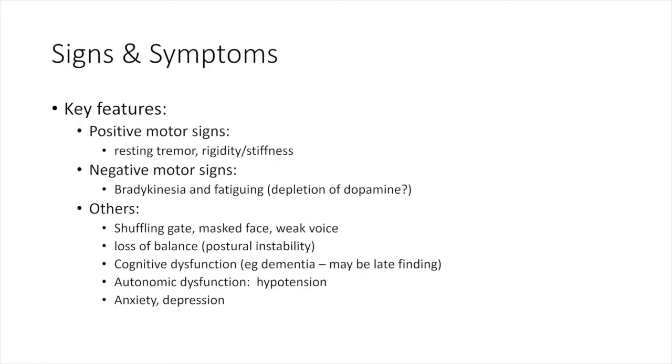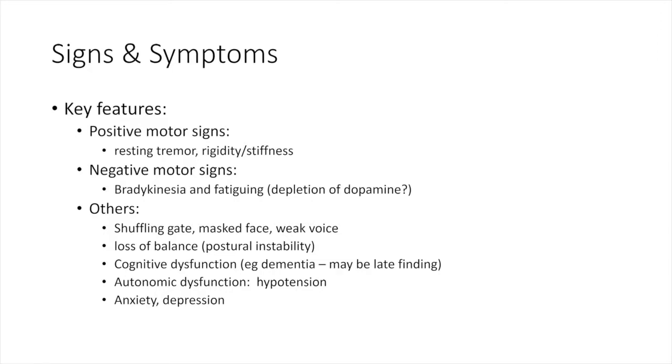Other symptoms, or signs that you might observe, are a shuffling gait and a masked face, because as I mentioned, there's an association with the limbic system as well and regulation of emotion. A weak voice or hypophonia might be expected. Loss of balance, because the motor output pathways not only regulate conscious pathways, but also they can regulate pathways that are involved with maintaining postural muscles, and so these patients might experience postural instability.